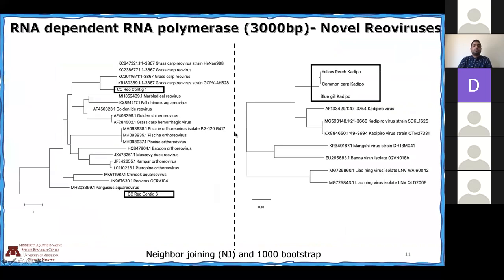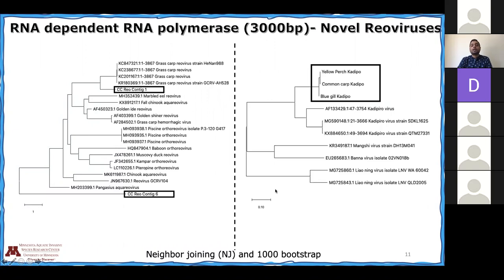So next we went to categorize the reoviruses. Here we just took the RNA-dependent RNA polymerase to get the phylogenetic tree to see the evolution of reoviruses. Interestingly, in our data we found two reoviruses with an almost complete RdRp gene. So we tried to prepare one phylogenetic tree. Here you can see those two contigs are pretty divergent from any reported reoviruses. And if you look at the scale, it is very divergent.